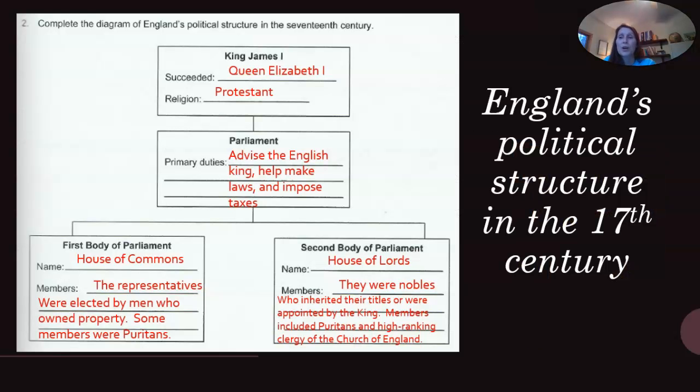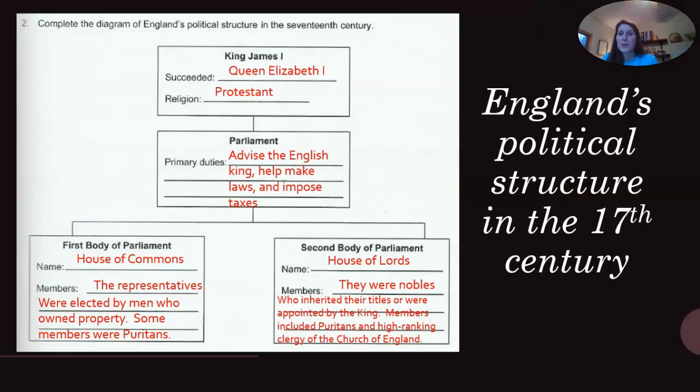So here's a little chart in your student guide. You can see that's question number 2. This is England's political structure in the 17th century. When you are watching this on your own, you may want to pause so you can fill these in. King James I succeeded Queen Elizabeth I, and the religion was Protestant. Primary duties: advise the English king, help make laws and impose taxes. You can see that relates a little bit to our type of government, right?